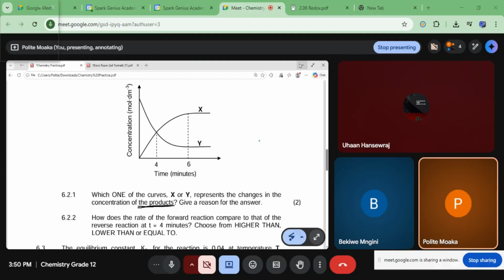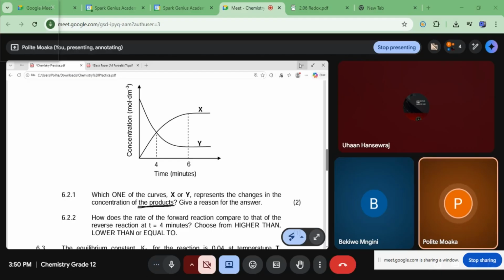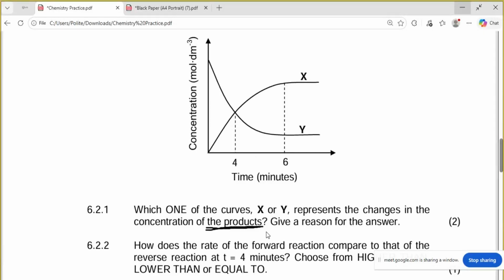0. For products. So now tell me. Now that's correct. We put 0. Now tell me which graph represents the concentration of the products. X. Exactly. Why? Because it begins at 0. Thank you very much. That's how you collect that 2 marks. So we're going to say the correct one is X.